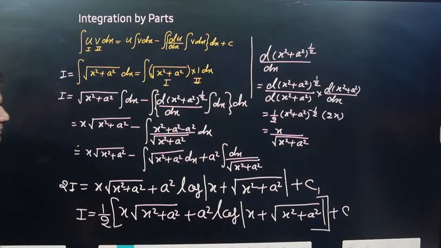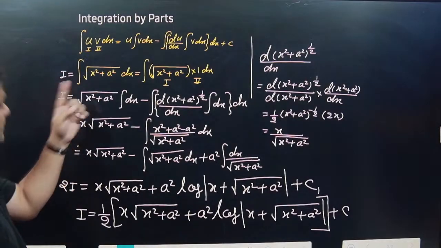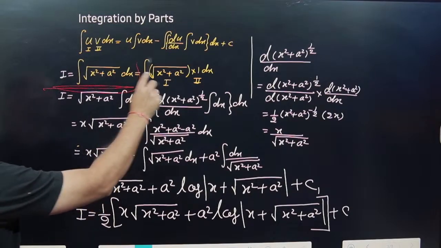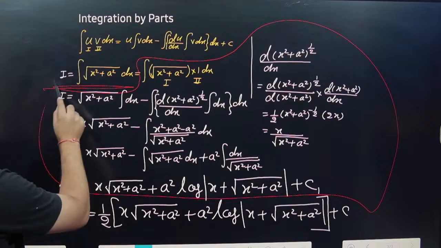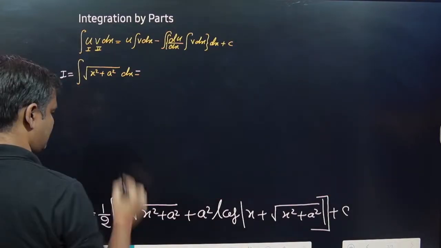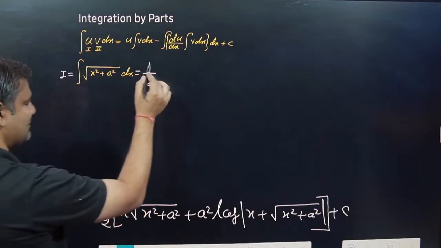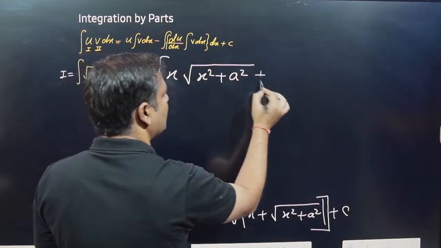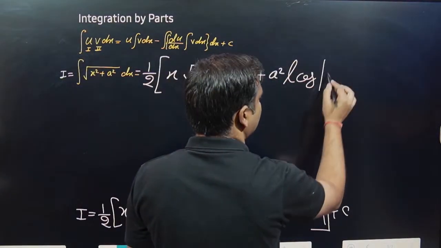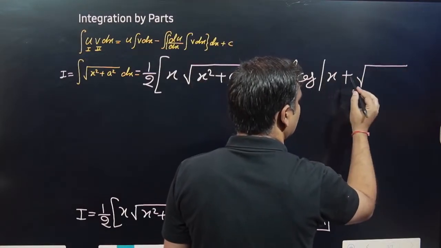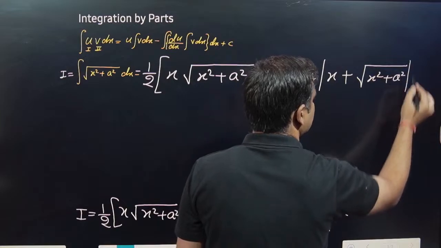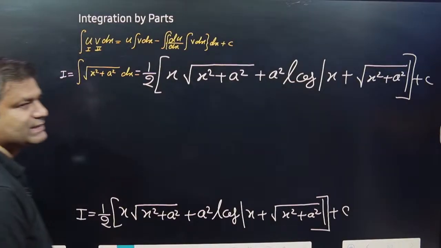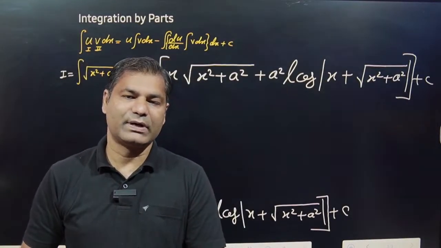Now, I am so clear. Basically, this is the formula. So finally, you can say that this is the formula, always memorize: a square into log of x plus under root x square plus a square plus c is the formula. Clear? Make it.